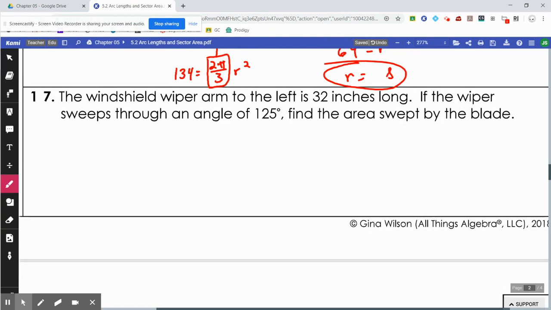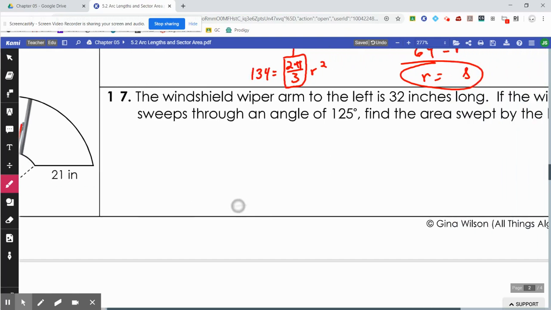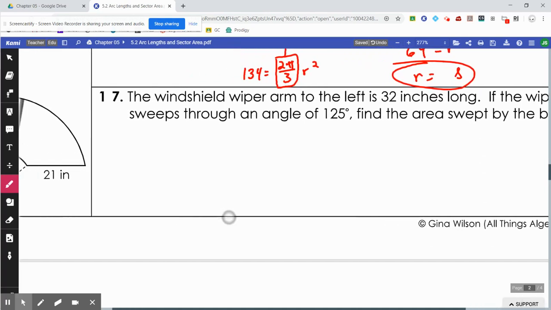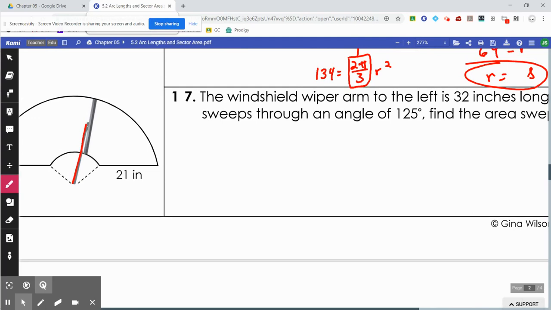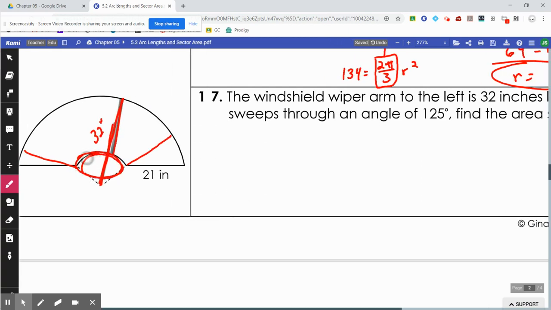The windshield wiper arm to the left is 32 inches long, and you can see that. Here's our arm, and it is 32 inches long. If the wiper sweeps through an angle of 125 degrees, find the area swept out by the blade. Working this problem, they let 32 inches be the distance from here to here. The actual blade itself only swipes this portion. It's not going to actually swipe down here. We know from driving a car that this portion right here does not get cleaned by your windshield wipers. So we want to know the area that gets cleaned.